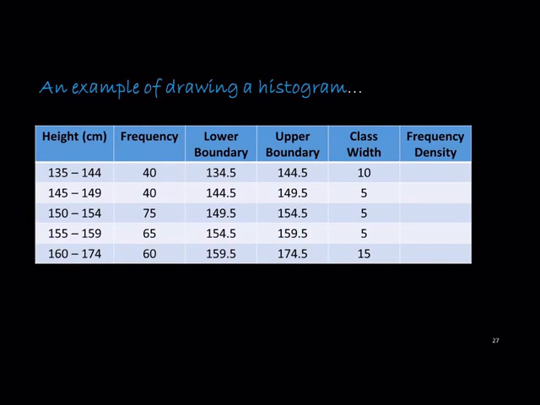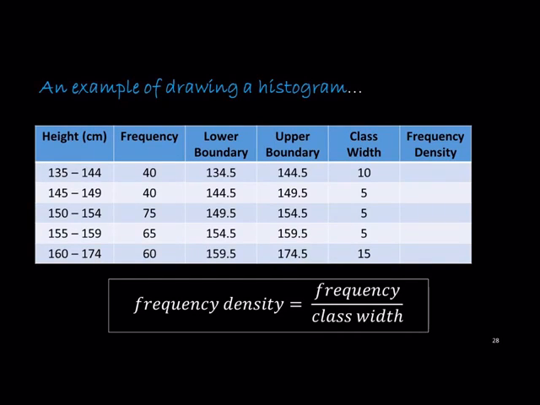Now we need to find the frequency density. Now we're drawing a histogram, so we're going to use our formula, frequency density equals frequency divided by class width. And again, a very simple calculation. We have in the first class, frequency of 40 divided by class width of 10 gives frequency density of 4. And repeating this for the other classes, we find we have frequency density 8, 15, 13 and 4.